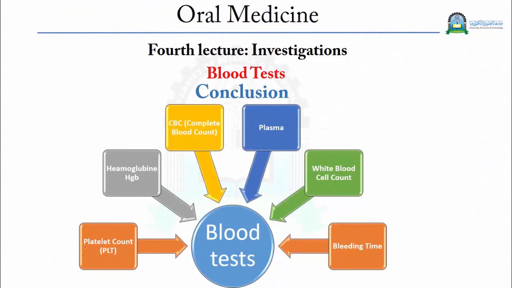In conclusion, in this lecture we have talked about the blood tests, which can be ordered as an investigation to confirm your final diagnosis and to evaluate or assess your patient if he or she has a systemic condition regarding blood disorders or regarding any other systemic condition which can be evaluated or investigated by blood tests.